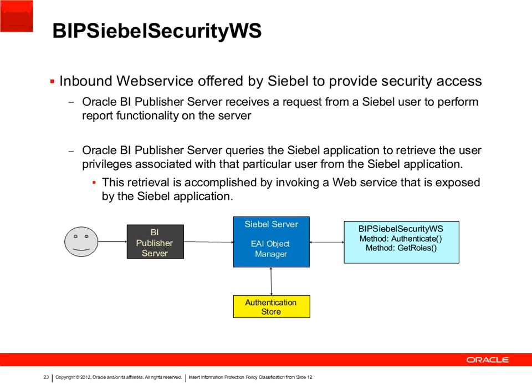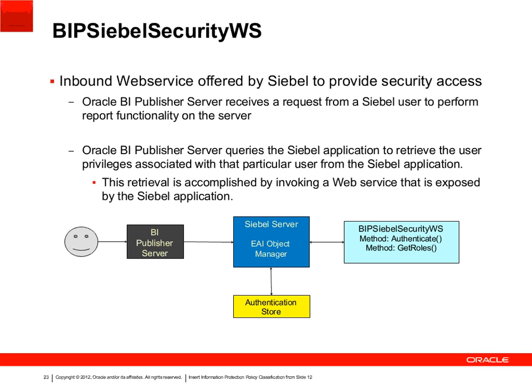So, as the diagram depicts, let's take a scenario here. The user performs generating a report from a Siebel application. Oracle BI Publisher receives a request. Here, BI Publisher queries a Siebel application. For what? It queries the Siebel application to retrieve and validate the roles assigned to that particular user.